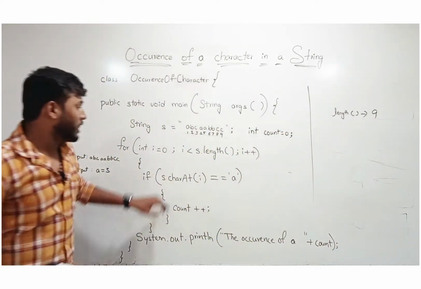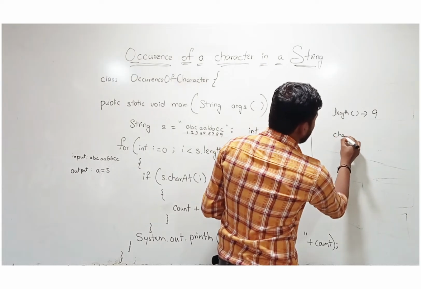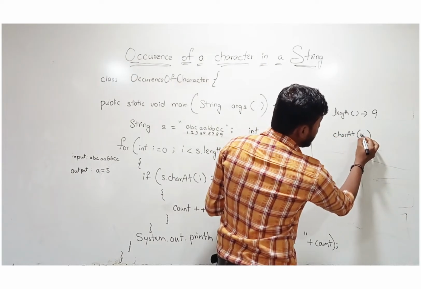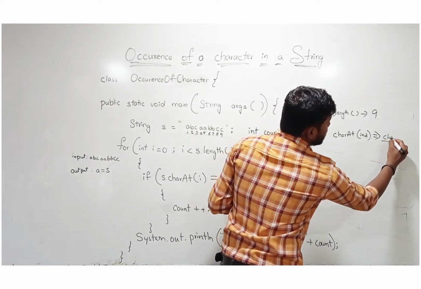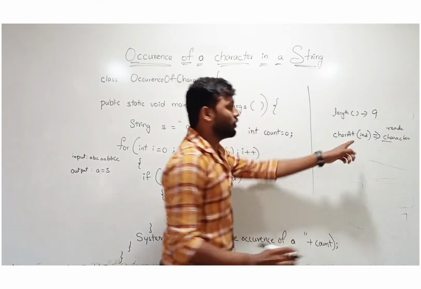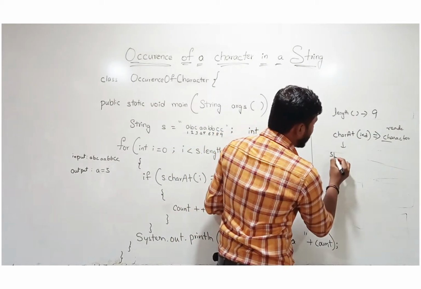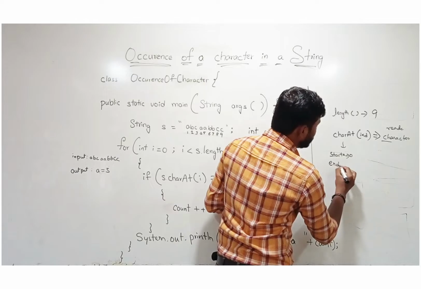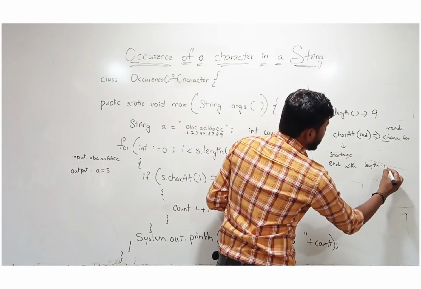Now let us see the charAt method. The charAt method works when we give an index value. It reads the character at that particular index value. But the index value starts from 0 and ends with length minus 1.